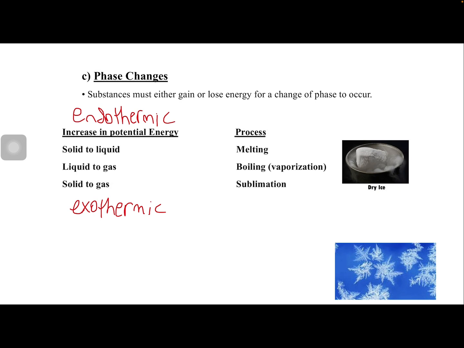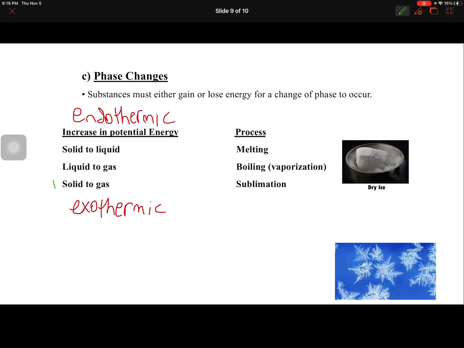So, for our endothermic reactions, we have solid to liquid, which is melting, liquid to gas, boiling, and one of our new phase changes that you may have never heard of, called sublimation. Sublimation is the process of going from a solid to a gas. You do need to know this for your test, hint, hint.